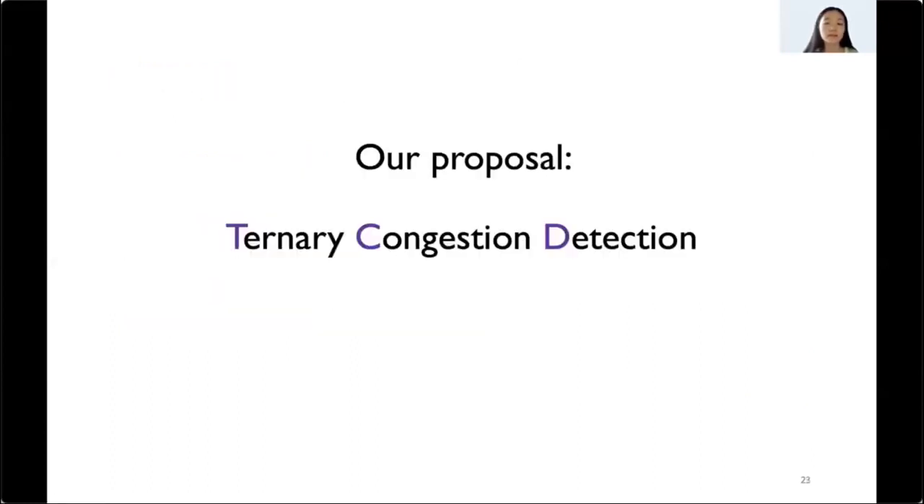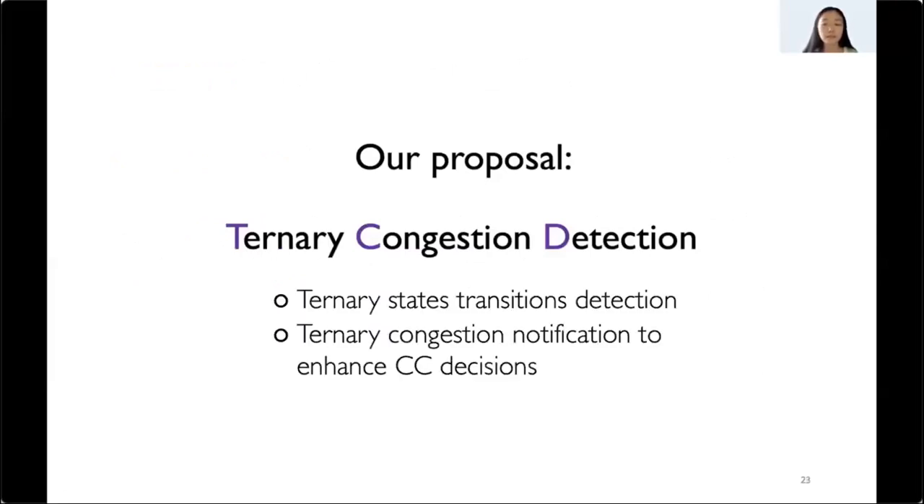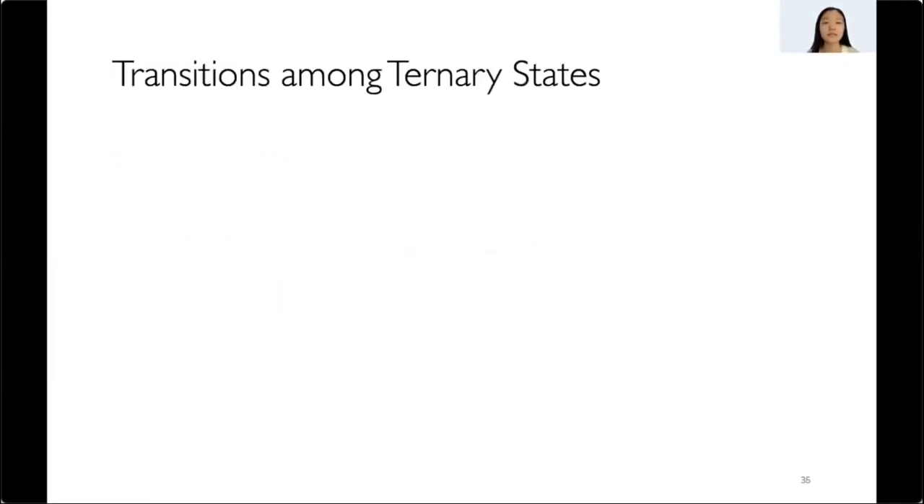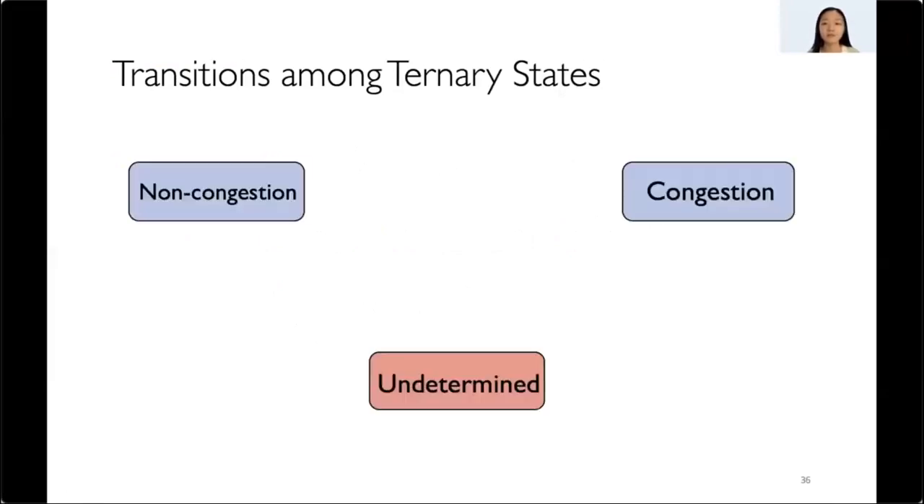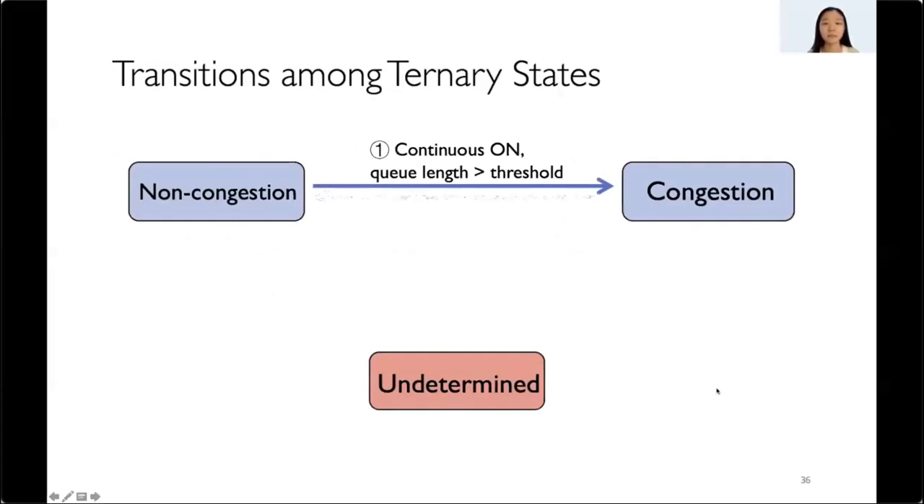Based on our understanding, we propose ternary congestion detection (TCD), which can detect ternary state transitions in switches, and also provides ternary congestion notification to enhance congestion control decisions. The key to congestion detection is to capture state transitions among ternary states. Overall, the state transitions between non-congestion and congestion are the same as in lossy networks. When the port is continuously on and the queue length exceeds a threshold, the port is congested. When the port is continuously on and the queue length is smaller than the threshold, the port becomes uncongested.